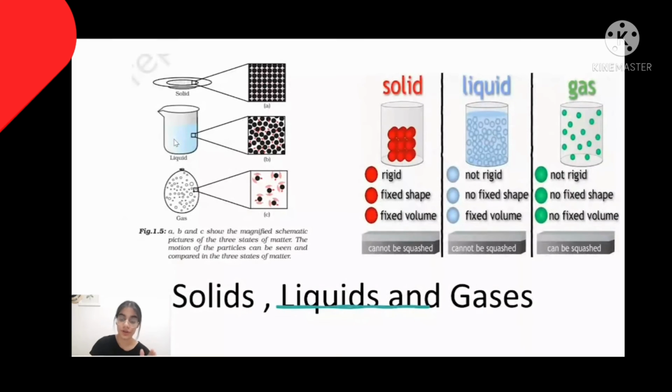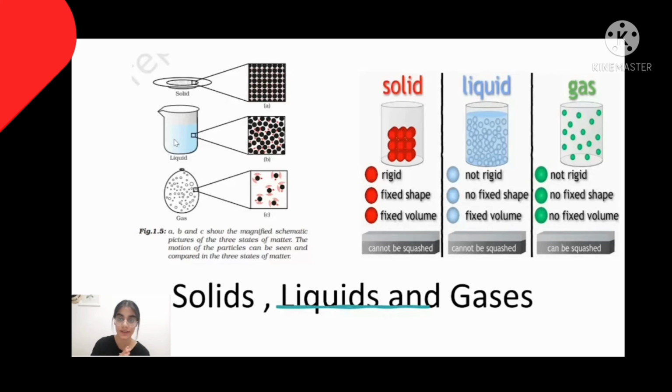In conclusion, to determine the basic properties of shape and volume for solids, liquids and gas, we say solids are rigid, they have a fixed shape, they have a fixed volume. Liquids are not rigid, they have no fixed shape, but liquids have a fixed volume. Gases are neither rigid, nor do they have a fixed shape, nor a fixed volume.